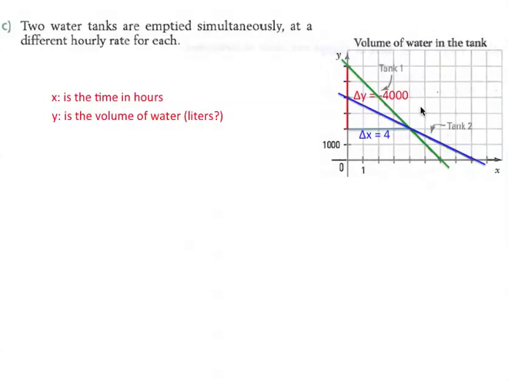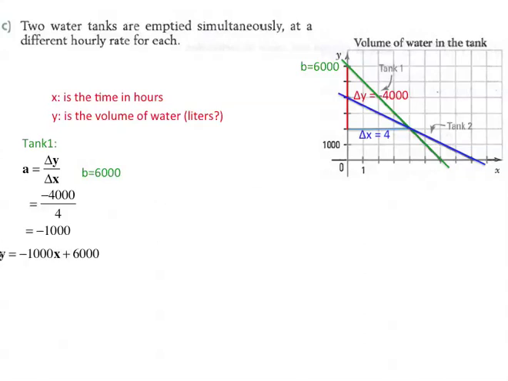Okay, and our B is, this is 1,000, 2,000, 3,000, 4,000, 5,000, 6,000. So our B is at 6,000. All right, so for tank number 1, our A is delta y over delta x, which is going to be negative 4,000 divided by 4, which is negative 1,000. And our B is 6,000. So we get this nice equation: y is equal to negative 1,000x plus 6,000.